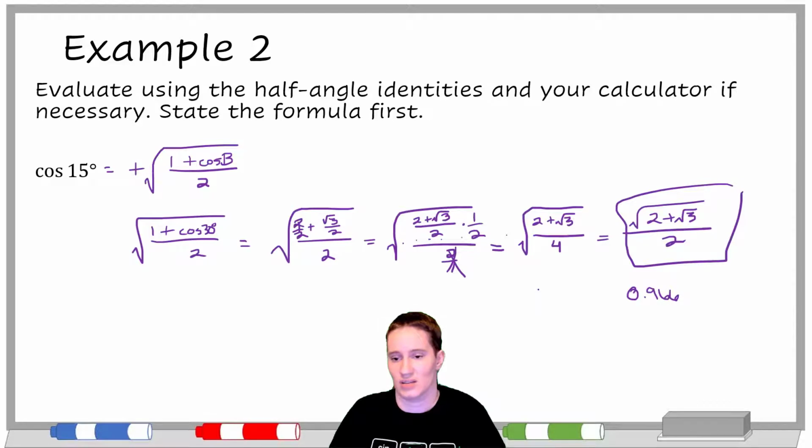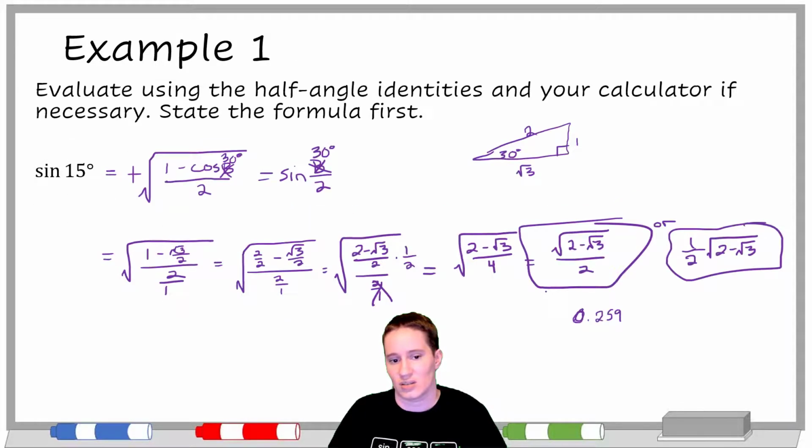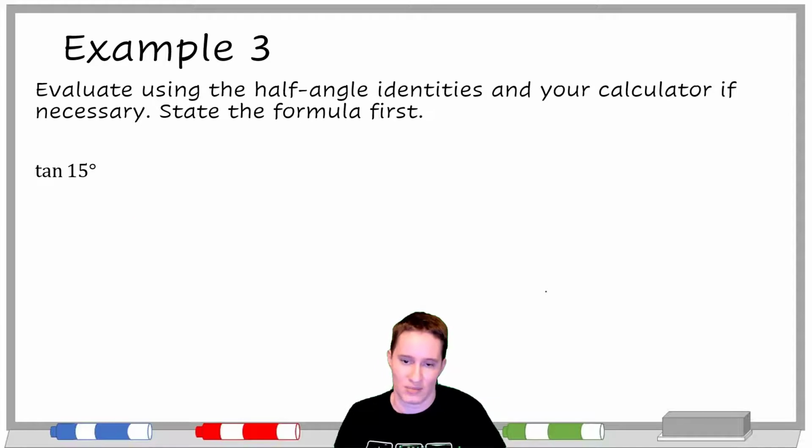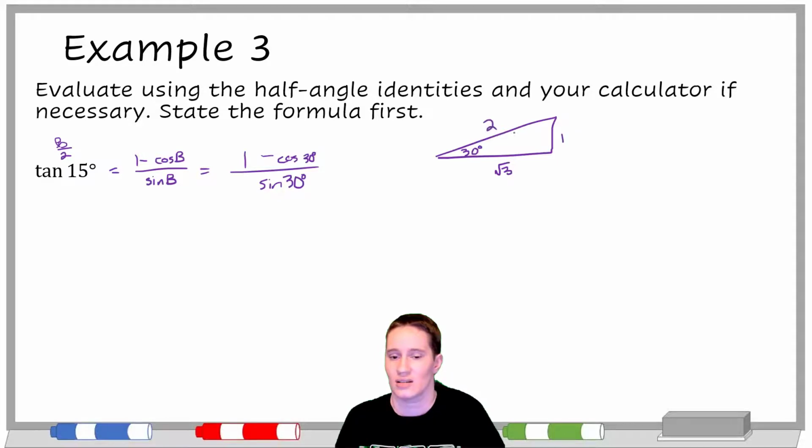Okay, now let's do tangent. So I'm going to do 1 minus cosine b over sine b. And this is still b over 2, so b is still 30. So it should be 1 minus cosine 30 over sine 30. Okay, and so we're thinking about our 30, 60, 90 triangle that has these sides.